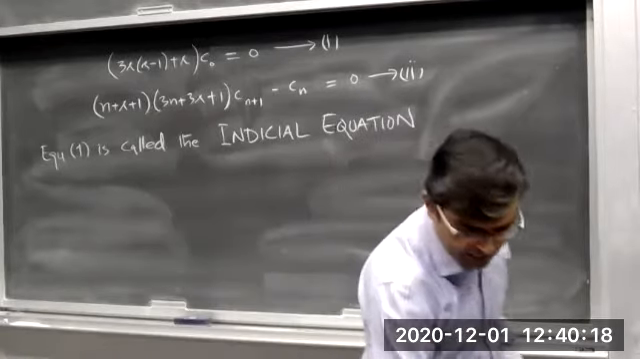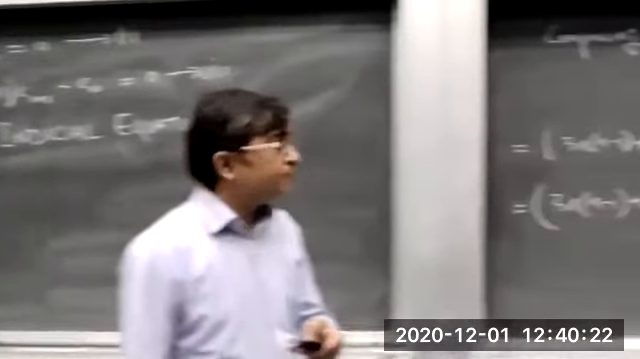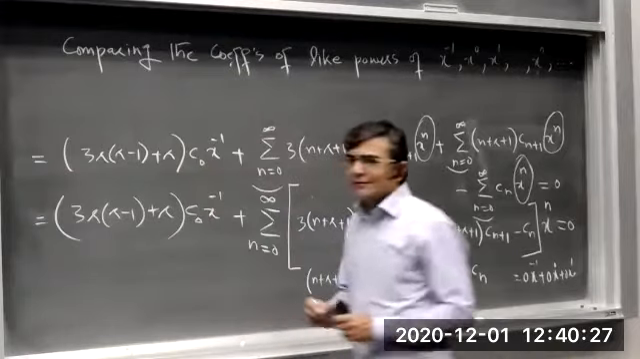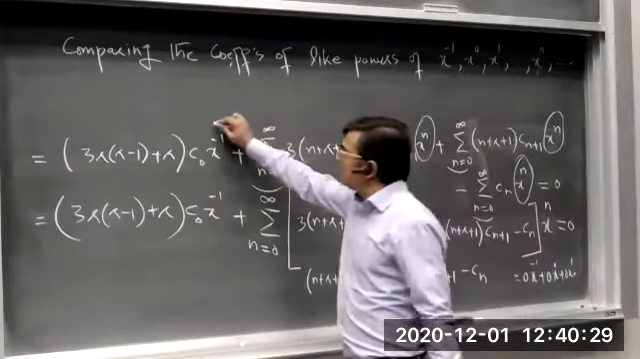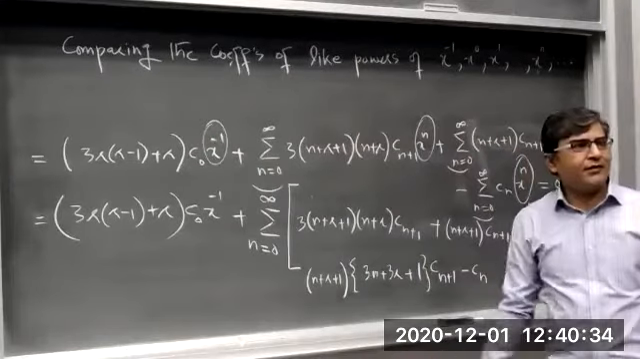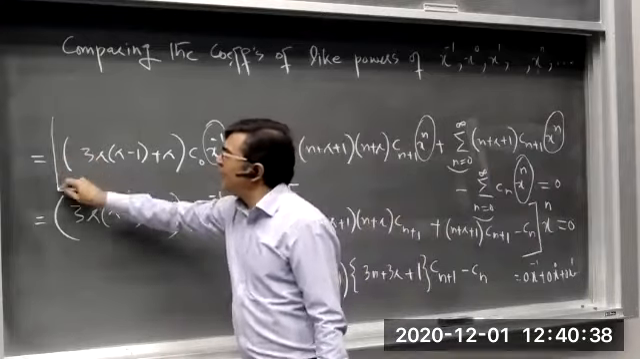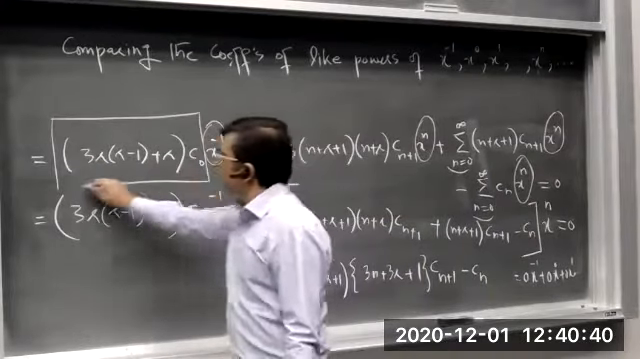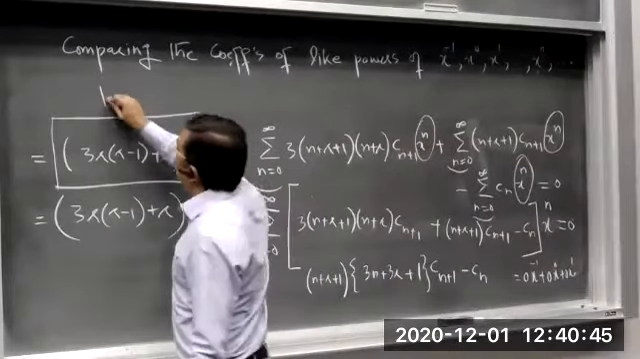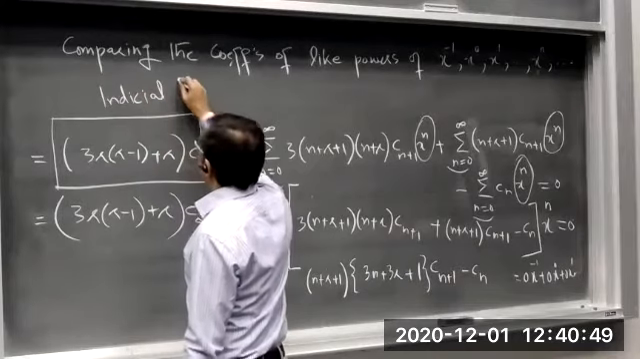Let me show you again the board, previous board, this one. Now the coefficient of lowest power of x. What is the lowest power of x? X power minus 1 in this whole series expression. The coefficient of the lowest power of x is this thing. And this is called the initial equation in the Frobenius series method.